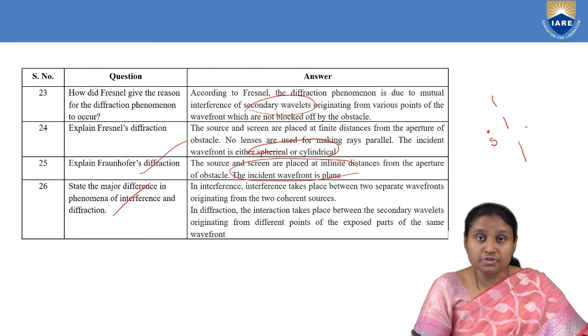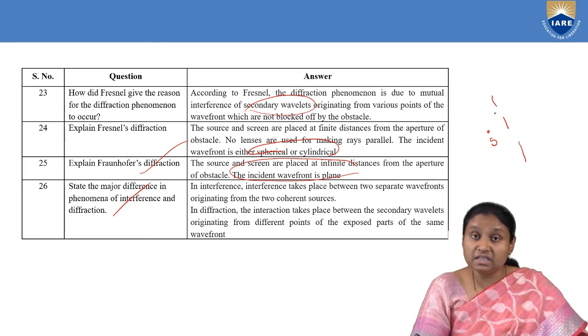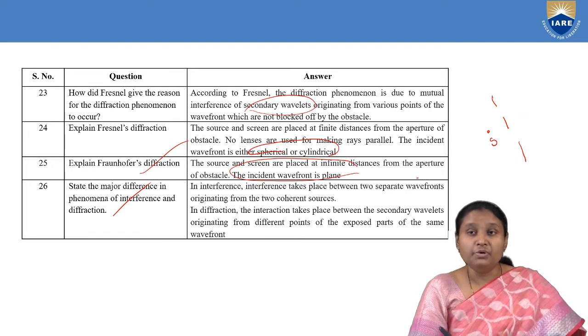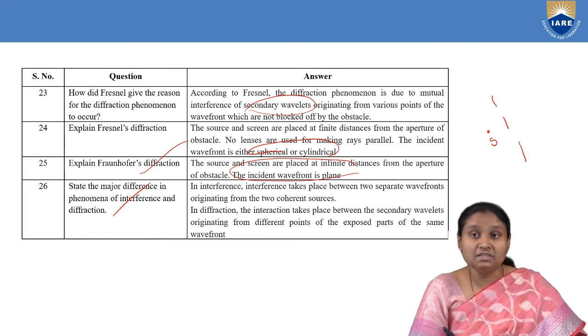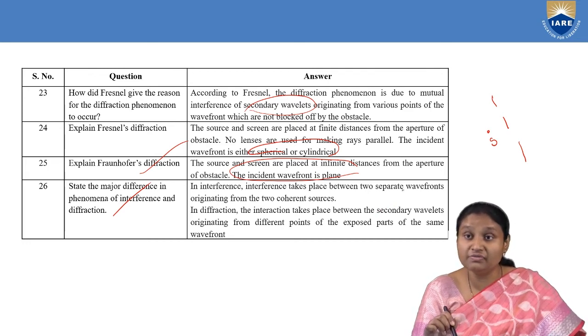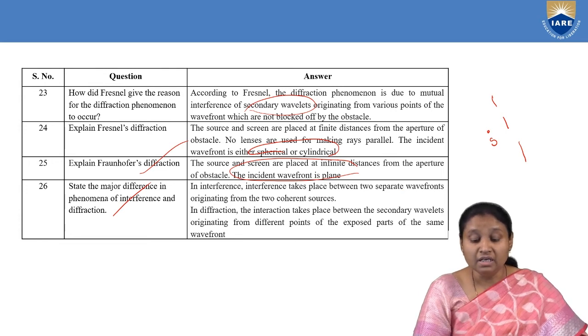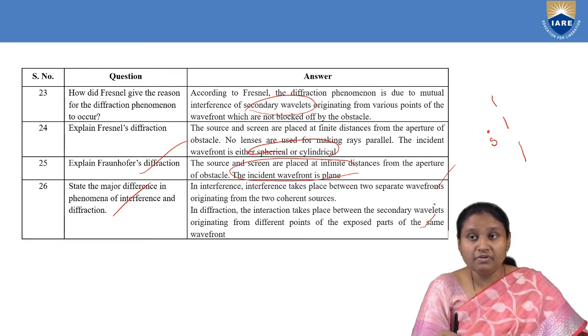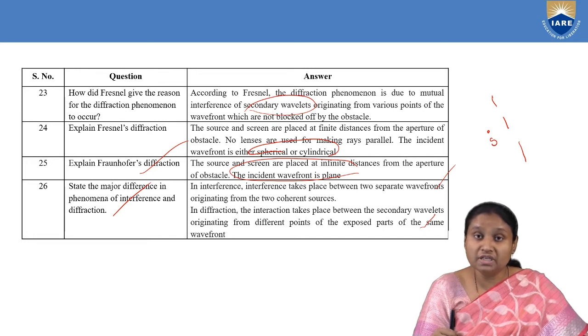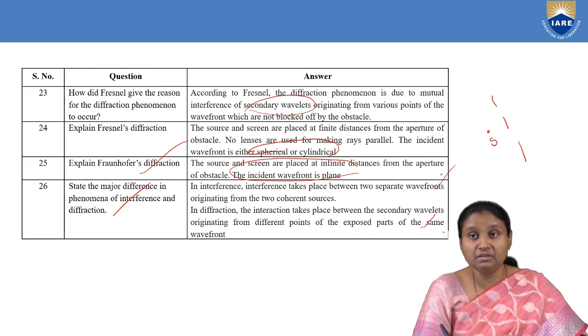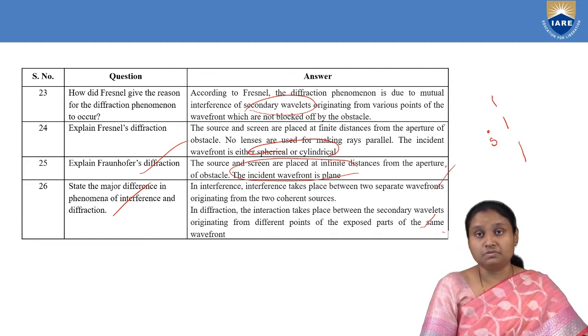And because of superposition of these two wavefronts coming from the same source, or these two coherent wavefronts, we are going to get interference. But what is diffraction? Diffraction is because of interference of secondary waves which are originating from different points of the same wavefront. Here we are taking two separate wavefronts, and in this case we are taking the same wavefront, and here interference of secondary waves which are coming from each and every point of the same wavefront are getting superimposed. But here is superposition of two different wavefronts, but of course they are coming from the same source.